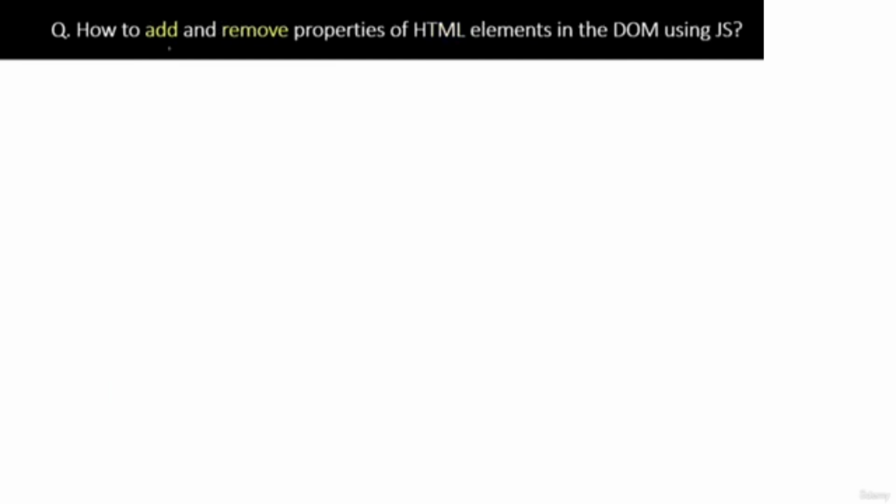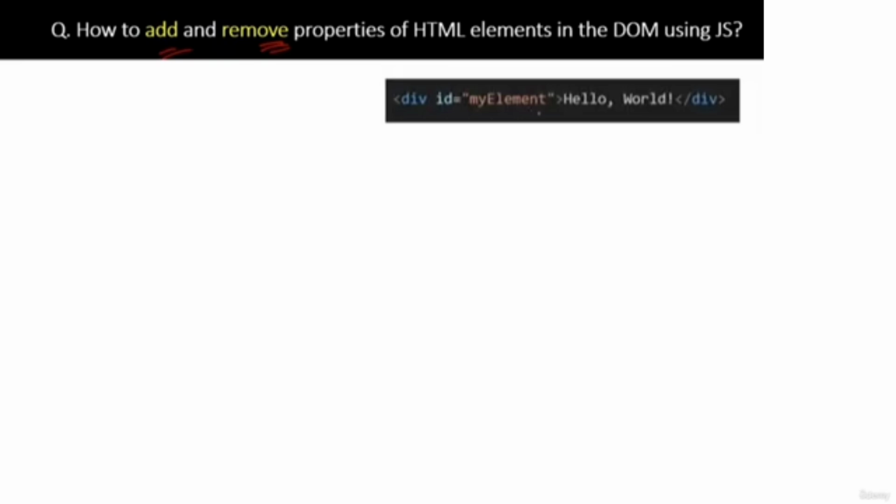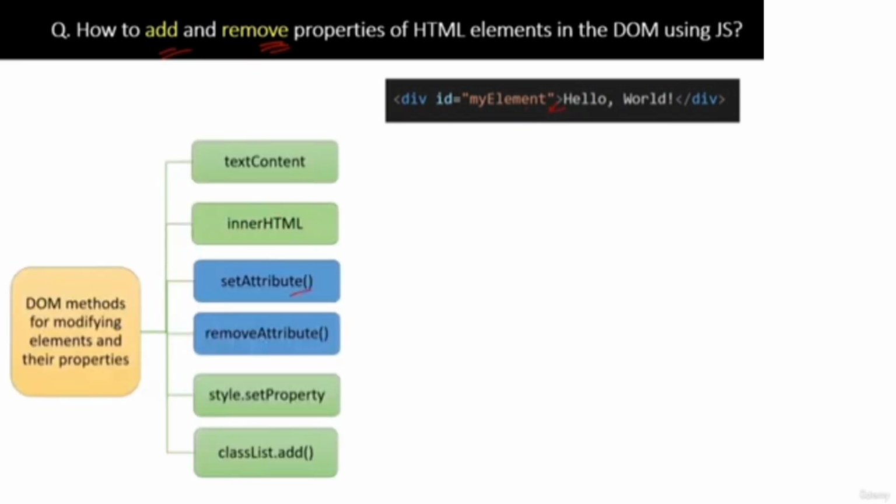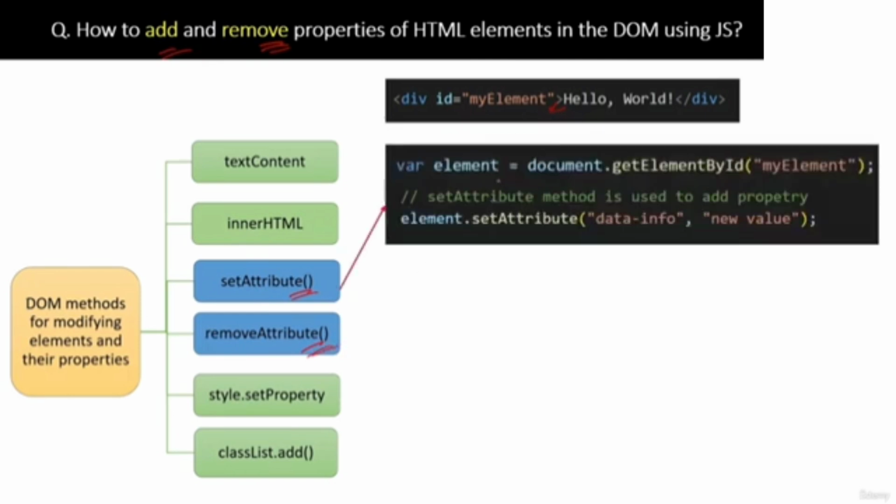How to add and remove properties of HTML elements in the DOM. Alright, suppose we have a div element in our HTML. Now, how do we add one more property to this div? Or how do we remove some existing property? For that, we can use the setAttribute and removeAttribute methods. First, this is the code for the setAttribute method, which will accept two parameters. First is the property name, which is data-info, and second is the property value, which is new value.